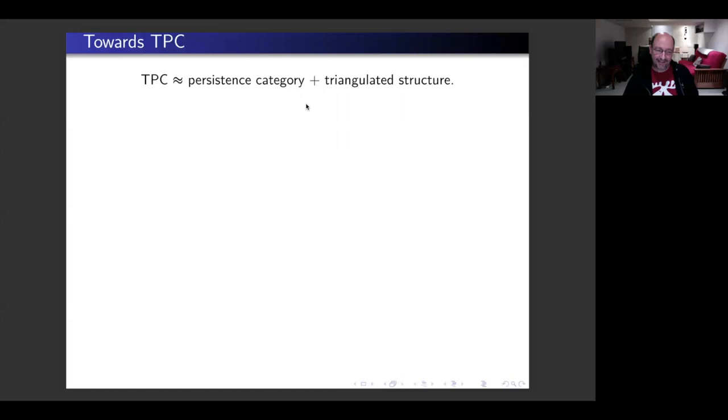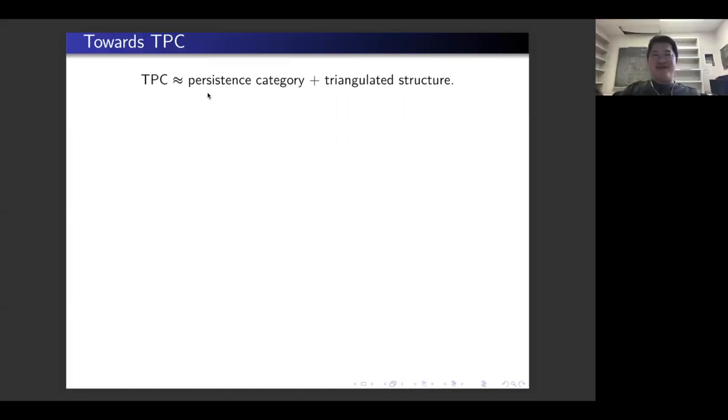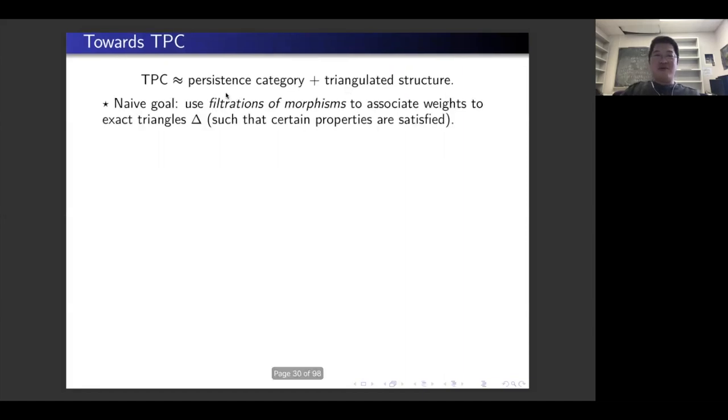All right, great. Thanks. Okay, so for this TPC, as advertised on the first slide, it is a combination. Now we have something more precise. It's based on a persistent category and also has a triangulated structure. Once you have a persistent category, we can talk about the filtration morphisms. And for a triangulated structure, you have a family of exact triangles. The naive goal is to use the filtration of morphisms to associate weights to the exact triangles such that certain properties are satisfied.